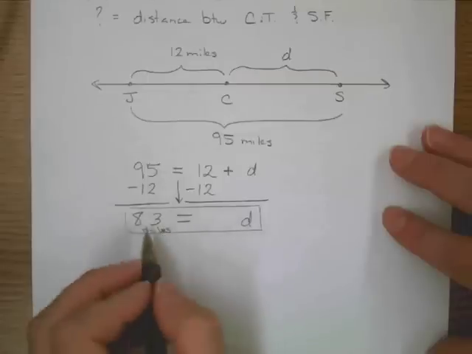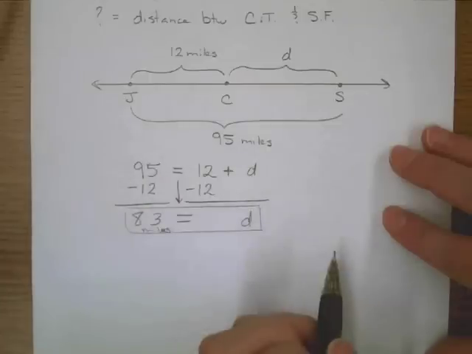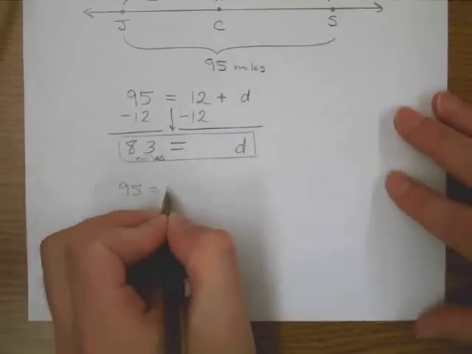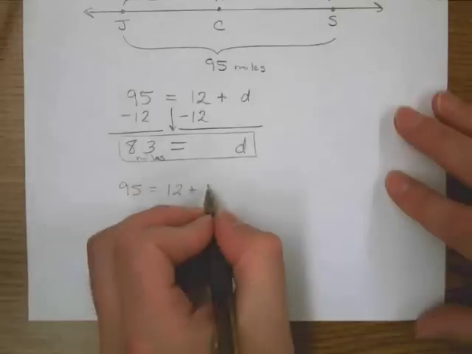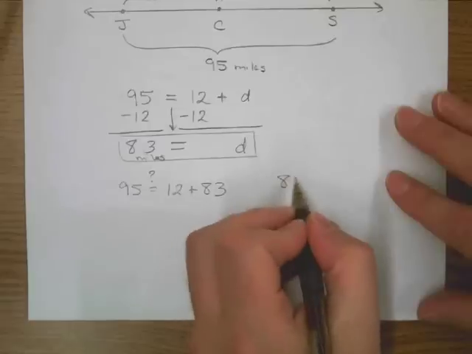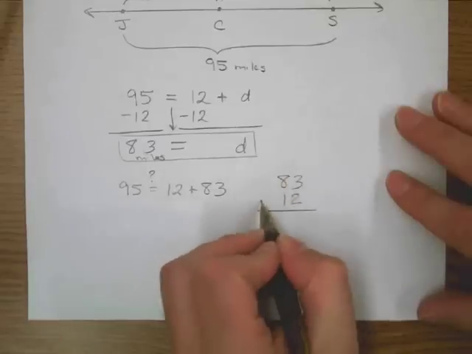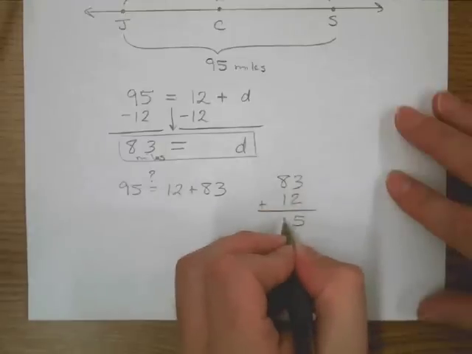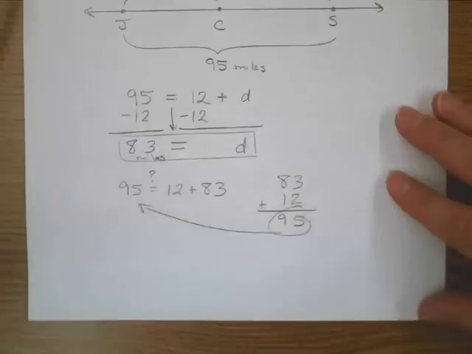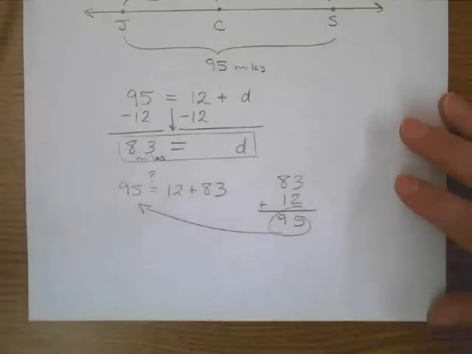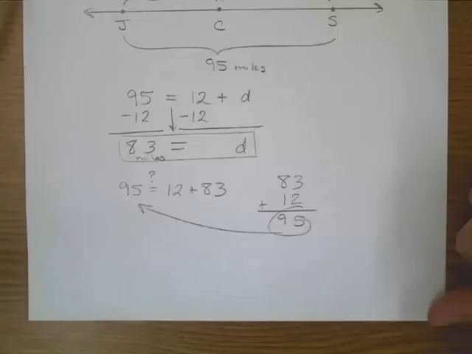Let's double check. Let's take our 83 and put it back into this problem and prove that that's the answer. So 95 equals 12 plus, and we think it's 83. That's what we're checking. So we're going to take 83, add it to 12, and if we're correct, we should come up with 95. 3 plus 2 is 5, 8 plus 1 is 9, and yes. So that proves that d does equal 83 miles, and that is the solution to our problem. 83 miles is the distance between Cooperstown and Springfield.